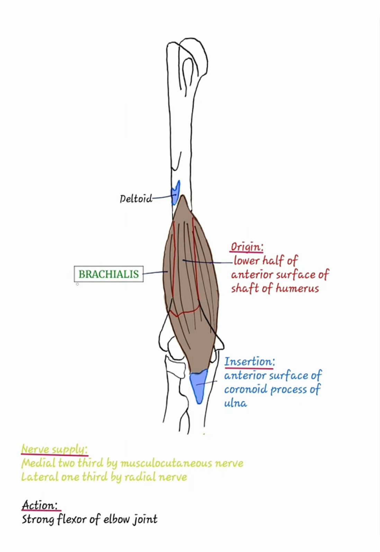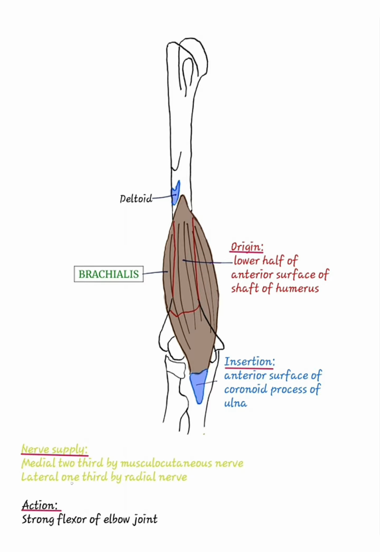Now let's see about brachialis. It arises from the lower half of the anterior surface of the shaft of the humerus. You can see this is the humerus. Insertion: it inserts onto the anterior surface of the coronoid process of the ulna.